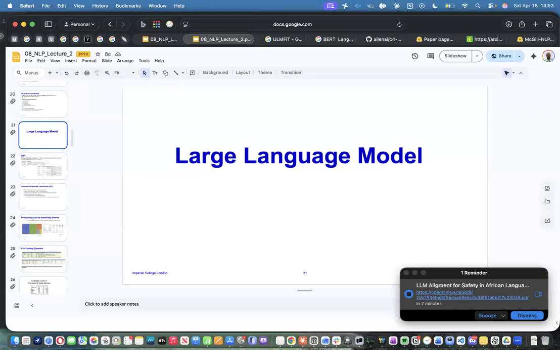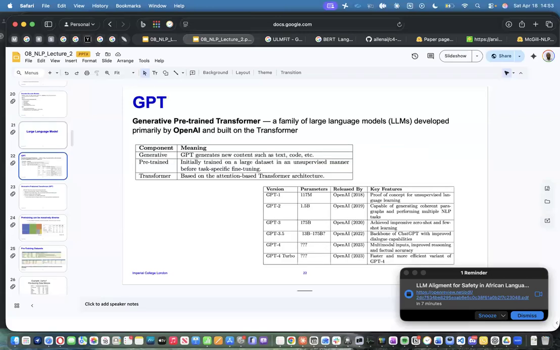Right. So now, somebody will say, okay, now we are in the era of GPT and everything. So now let's revise this language modeling that we know today.